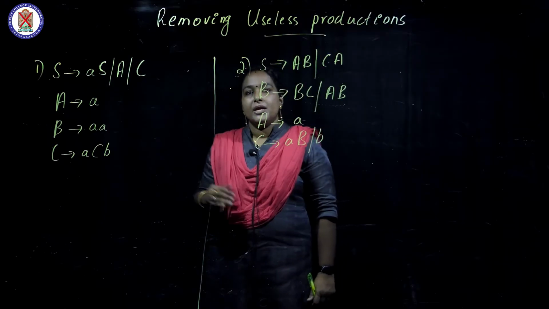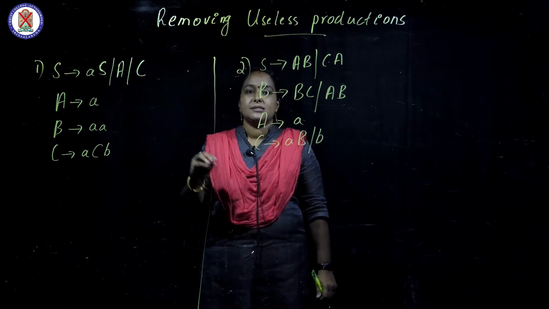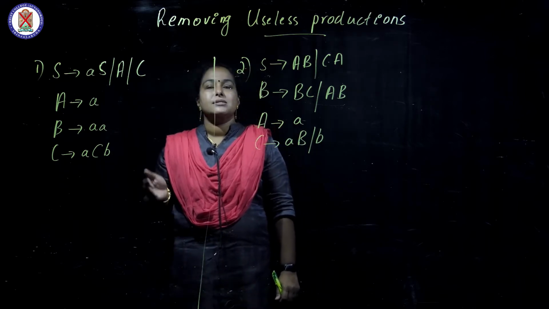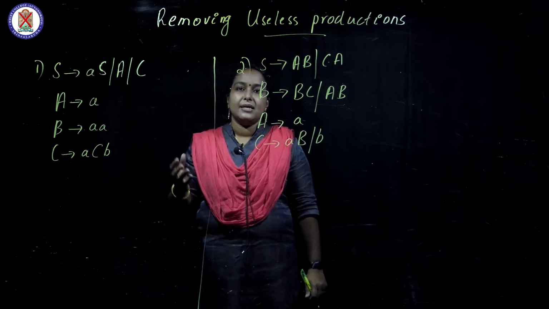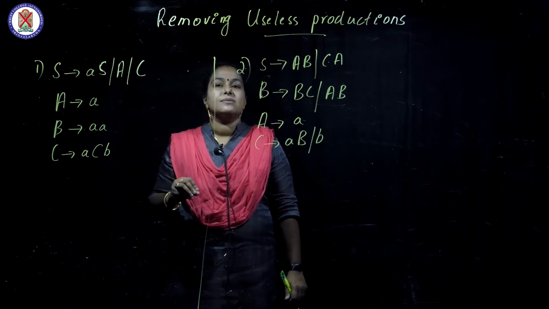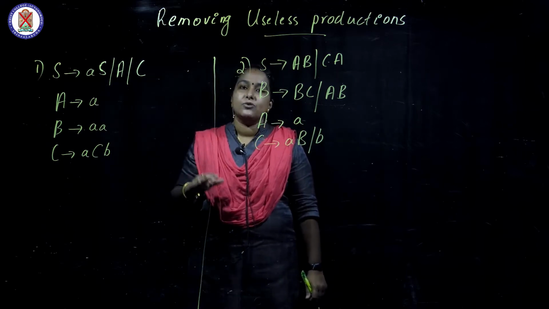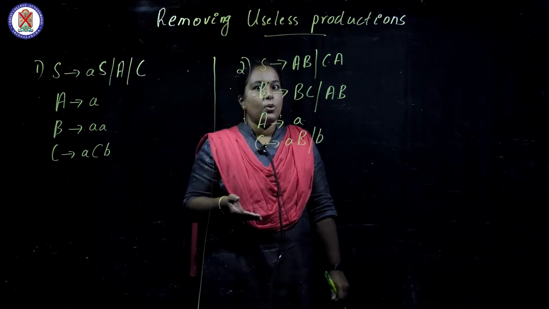Hi everyone. In the previous video we dealt with the first step of simplification of context free grammar, that is removing of null production. The second step to be done for the simplification of context free grammar is to check whether it has useless production. If it has useless production, it must be removed.